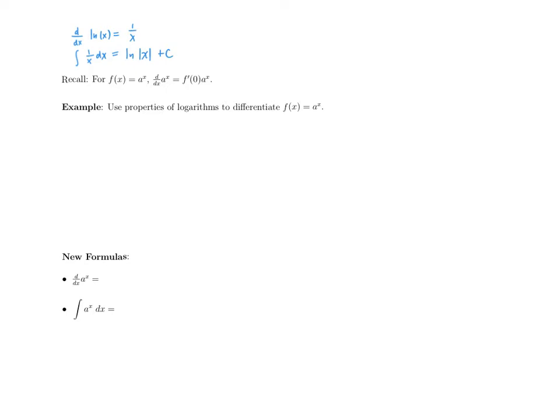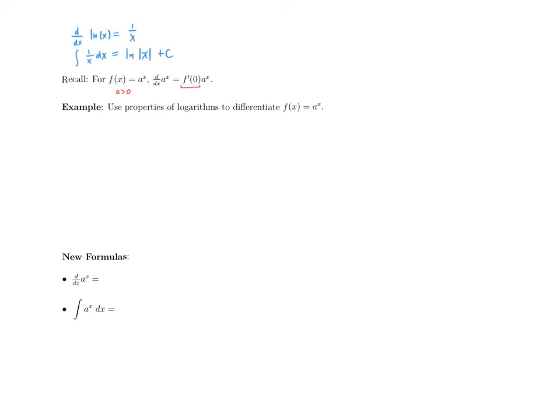Also recall from our previous section when it comes to differentiating exponential functions. So if f of x is equal to a to the x, with a being a positive quantity, then the derivative of a to the x is the number f prime of 0 times a to the x. And this is a somewhat unsatisfying formula in the sense that it depends upon this number, f prime of 0, and we're not quite sure what number represents f prime of 0.